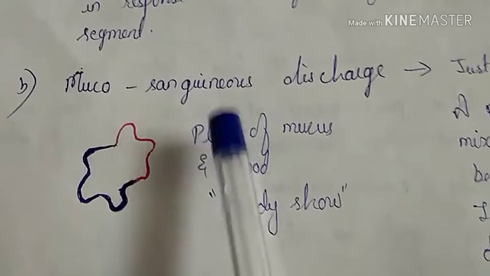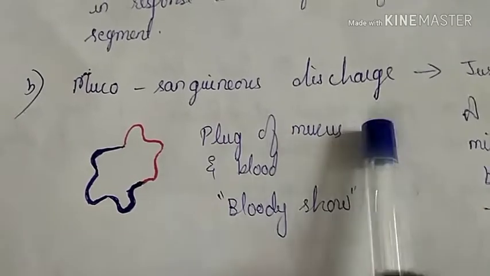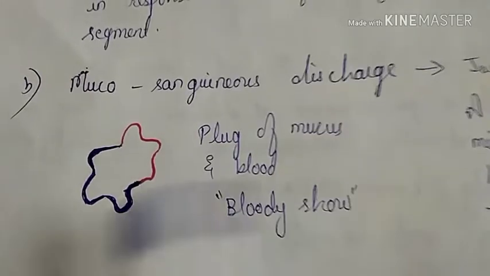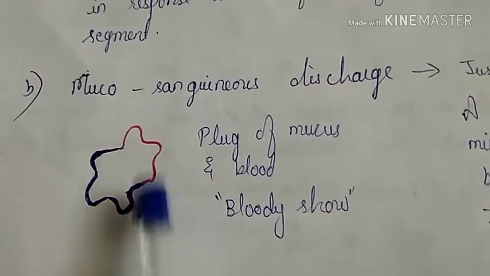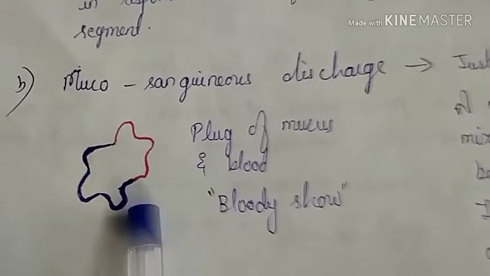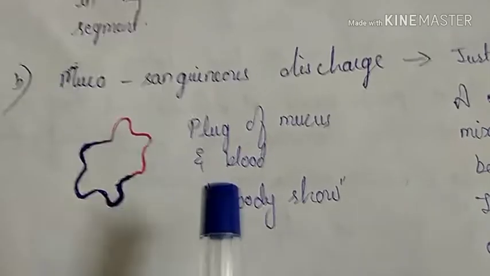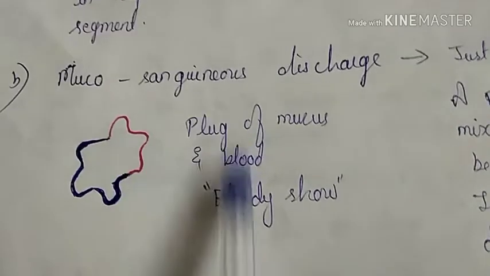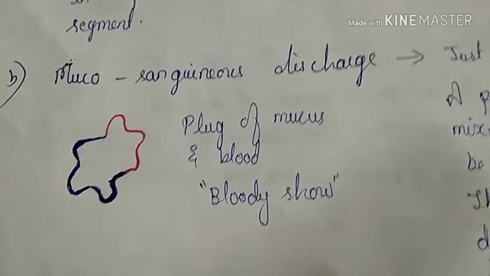Next is the mucosanguineous discharge. Just before the labor, there is an expulsion of the cervical mucus which is mixed with blood, and this is called show. This is the evidence for dilatation, effacement of the cervix and descent of the presenting part.